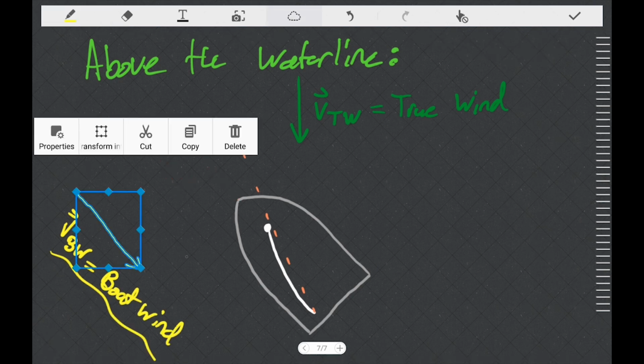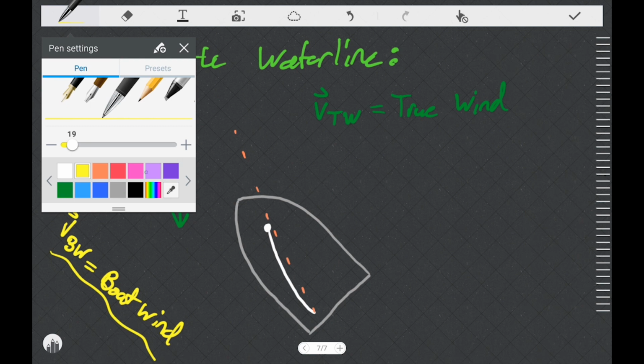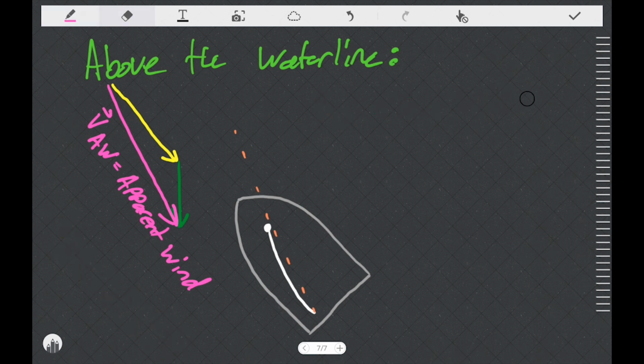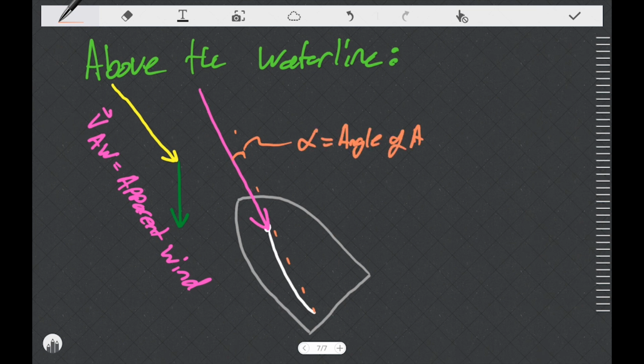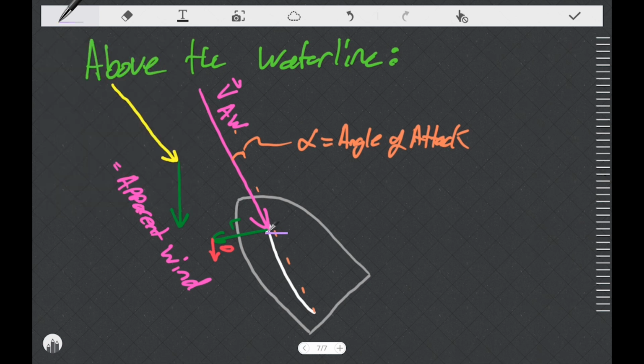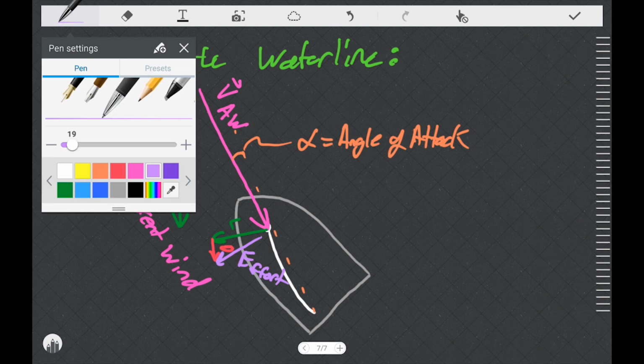So if we add the true wind to the boat wind, we obtain a third velocity vector for the wind. We call it the apparent wind. If we move that apparent wind velocity vector over and point it towards the sails, we can see that the apparent wind makes a certain angle of attack with the chord line of the sail. Again, from our forces on sails and foils video, recall that the sails are going to create a lift and a drag force that we can add together to produce an effort force above the waterline.